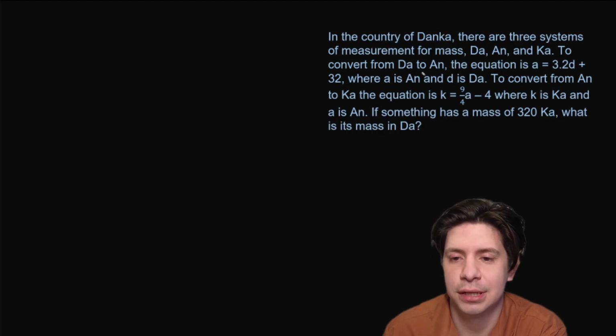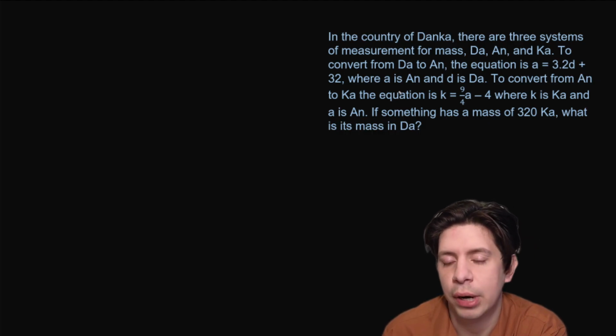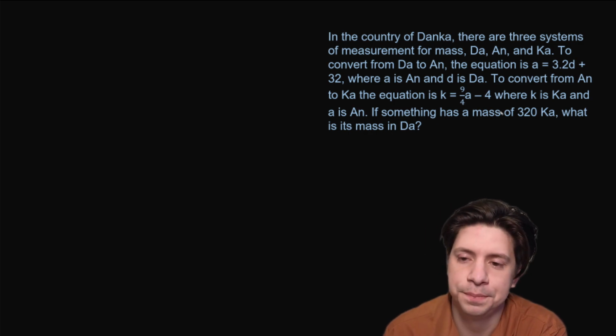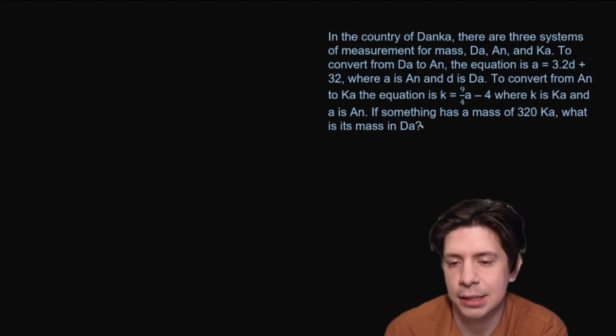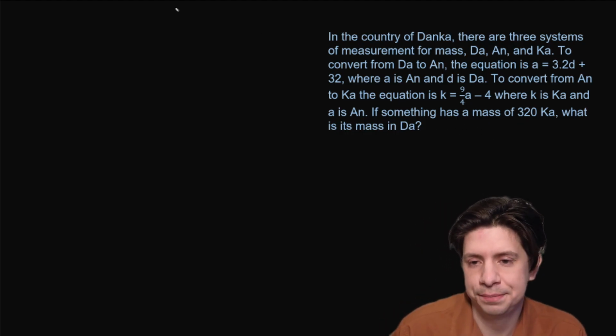To convert from Da to An, the equation is A equals 3.2D plus 32, where A is An and D is Da. To convert from An to Ka, the equation is K equals 9/4 A minus 4, where K is Ka and A is An. If something has a mass of 320 Ka, what is its mass in Da?